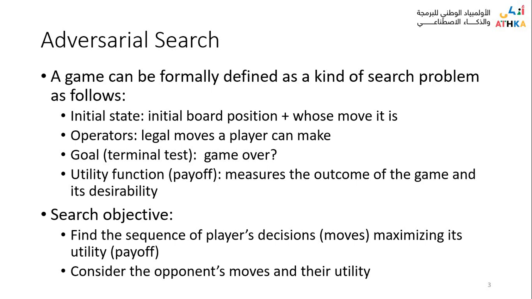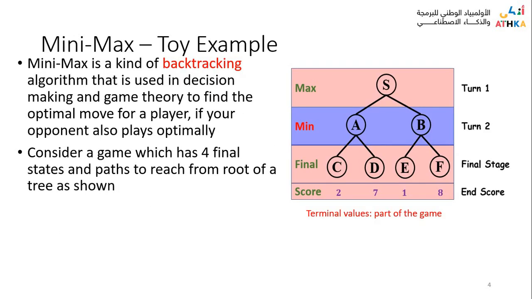So these are the utilities, and the search objective is to find a sequence of players' decisions or moves in a game that actually maximizes the utility. That is what we are searching for here. A sequence of choices that maximizes the utility. Okay? And in this sequence of choices, you want to consider the opponent's move also. So you need to consider what your opponent will do. So let's take an example, a very small example.